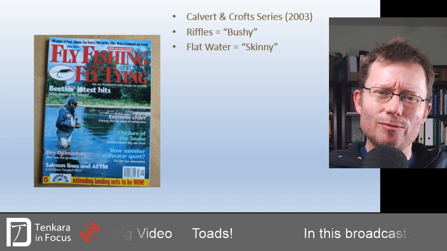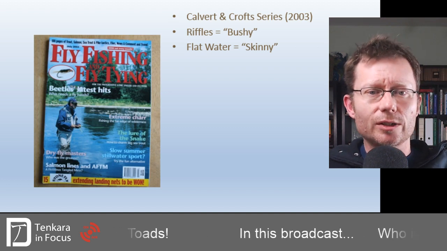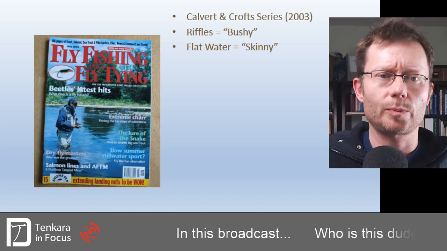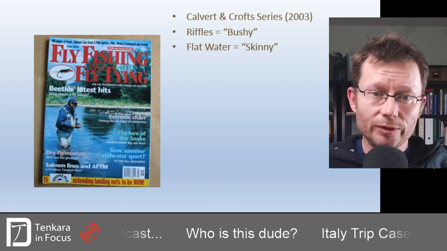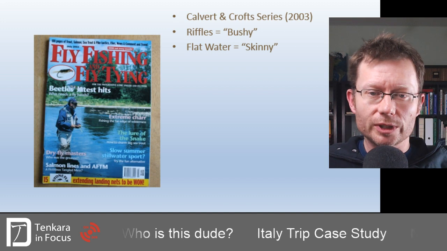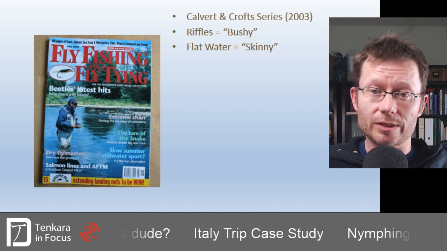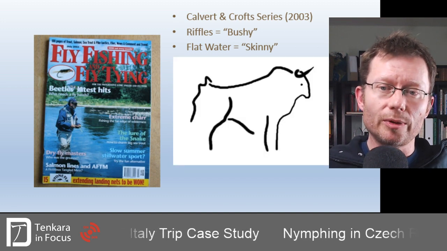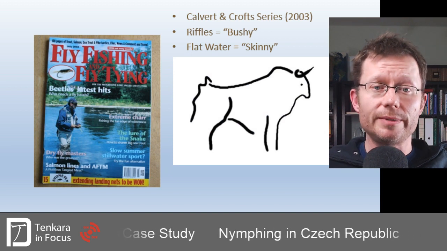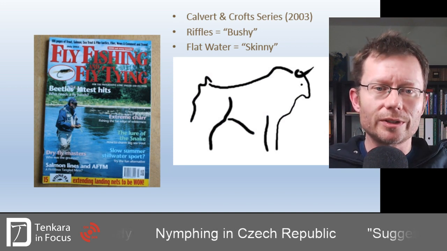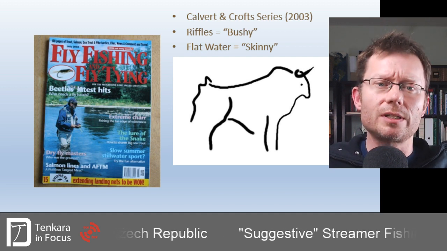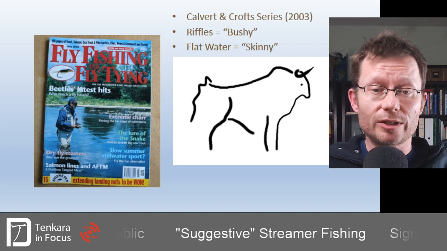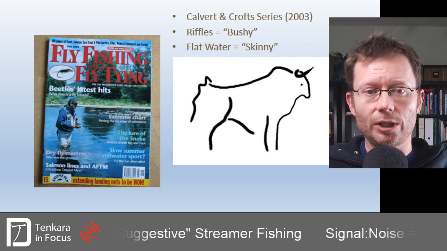And it's really just harking back to that early 2000s series of articles by Calvert and Crofts, as well as the riffles and bushy flies and flat water skinny flies, which is talking about signal to noise, and bringing in that simplified prey image thing as well. So the system that we're developing and helping to share with you in these sessions combines those two things, and that's what gives you the cues on what to use.